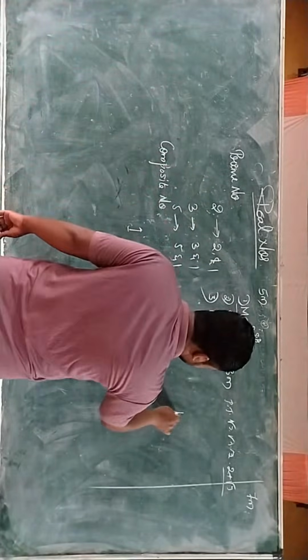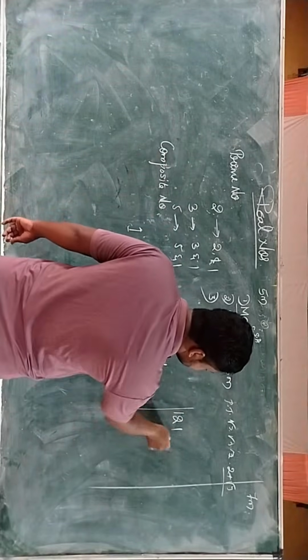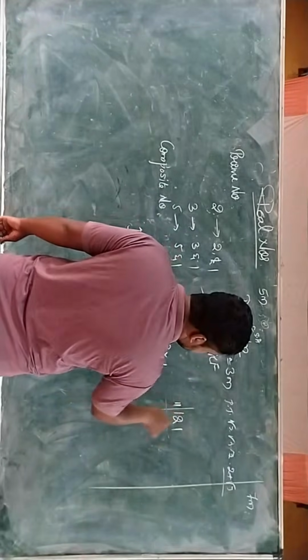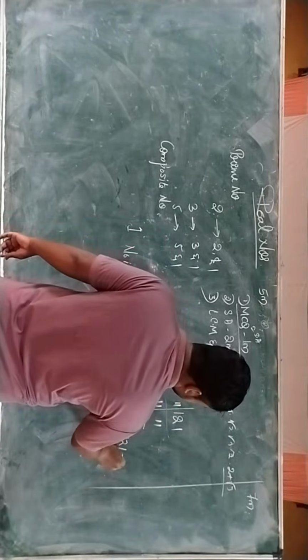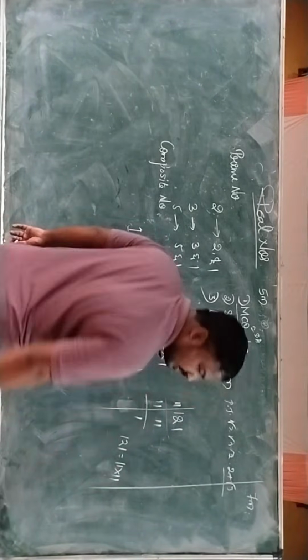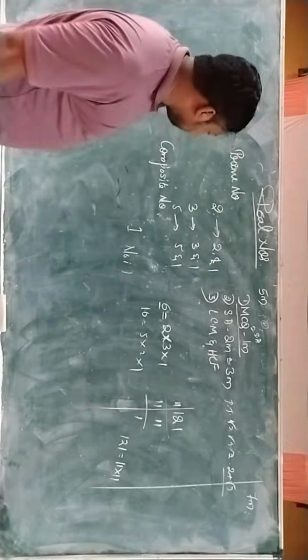For example, 121. Find the factors of 121. 11 again 11, 1. So 121 is equal to 11 into 11. Otherwise, they will ask the factor tree like this.